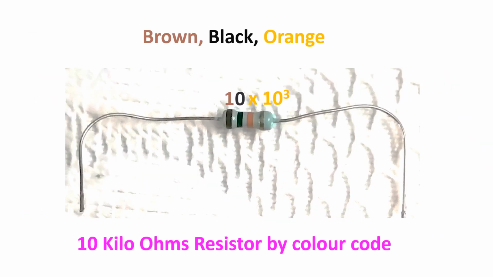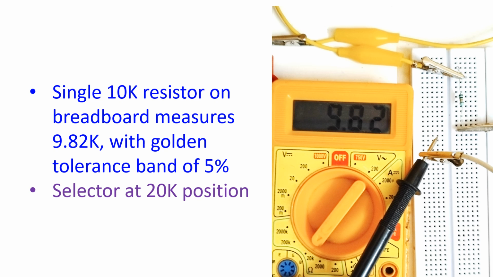To simplify things in the demo, we will take three 10K resistors. A 10K resistor has a brown band in the beginning representing a color code of 1, followed by a black band representing 0, and then an orange band representing the multiplier of 1000 or 10 to the power of 3. So the value will be 10 into 1000, which is equal to 10,000 or 10 kilo ohms. A single 10K resistor on breadboard measures 9.82K with golden tolerance band of 5%.